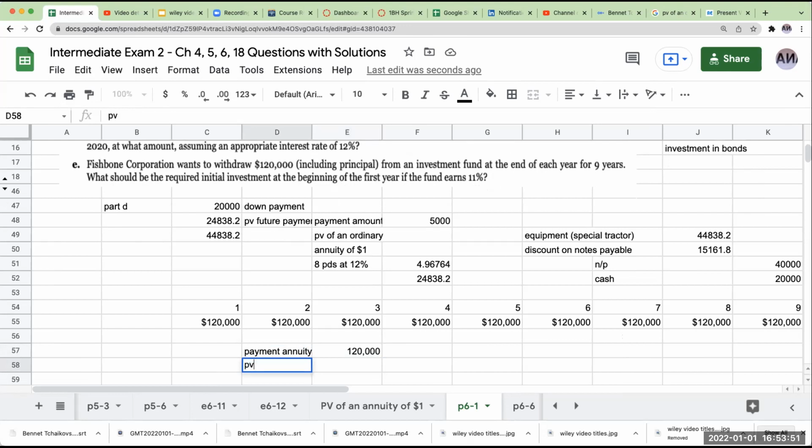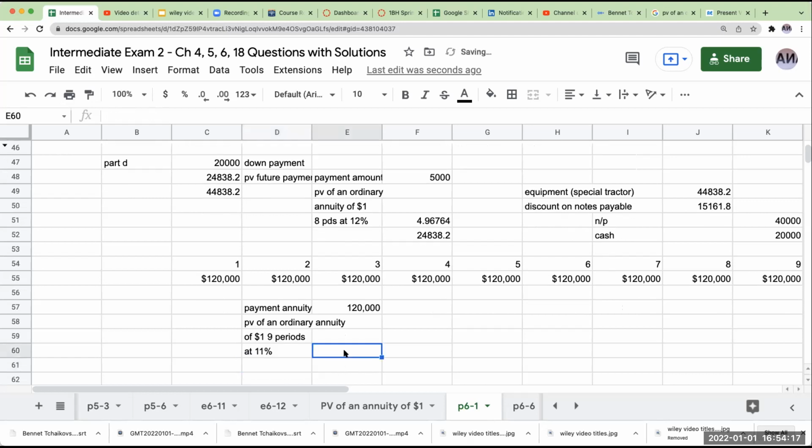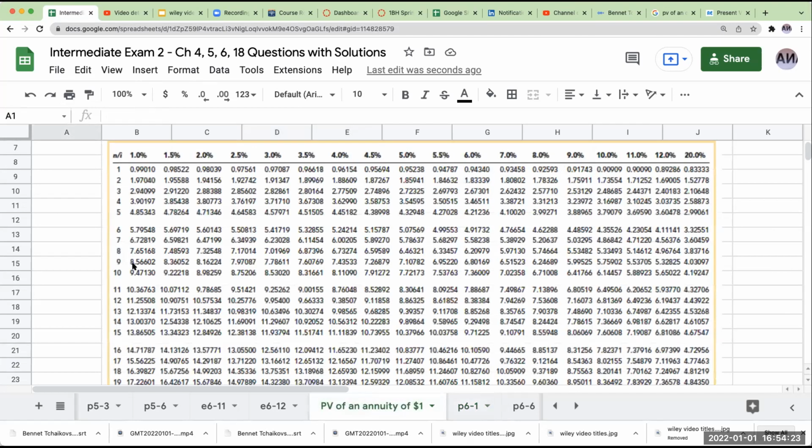So I'm going to use the present value of an ordinary annuity of $1. Actually, this might be wrong, but let's just go with it. Present value of ordinary annuity of $1, and we're going to say over here, 9 periods at 11%. Let's take a look. 9 periods at 11%, I get 5.53705.